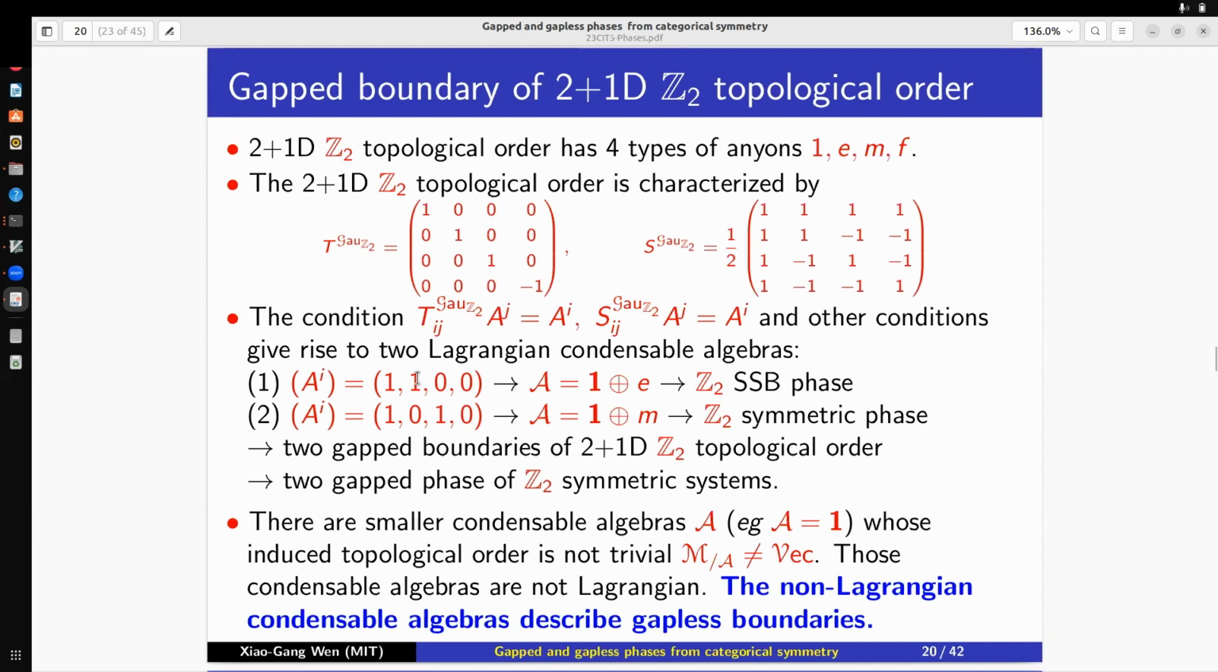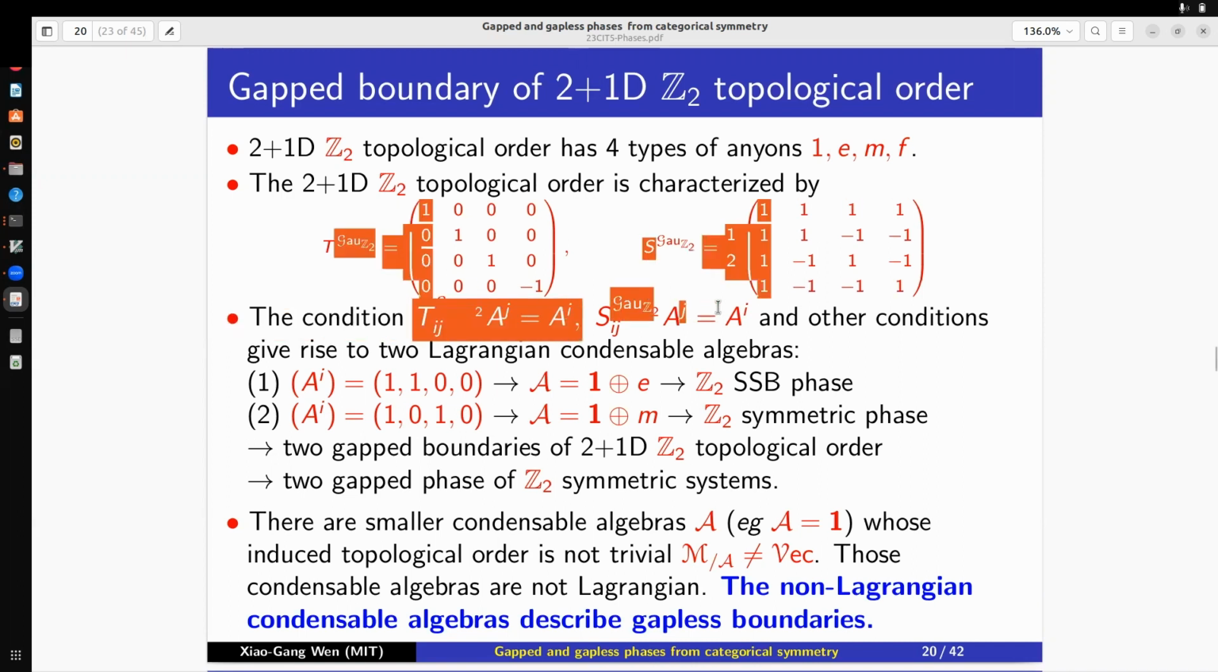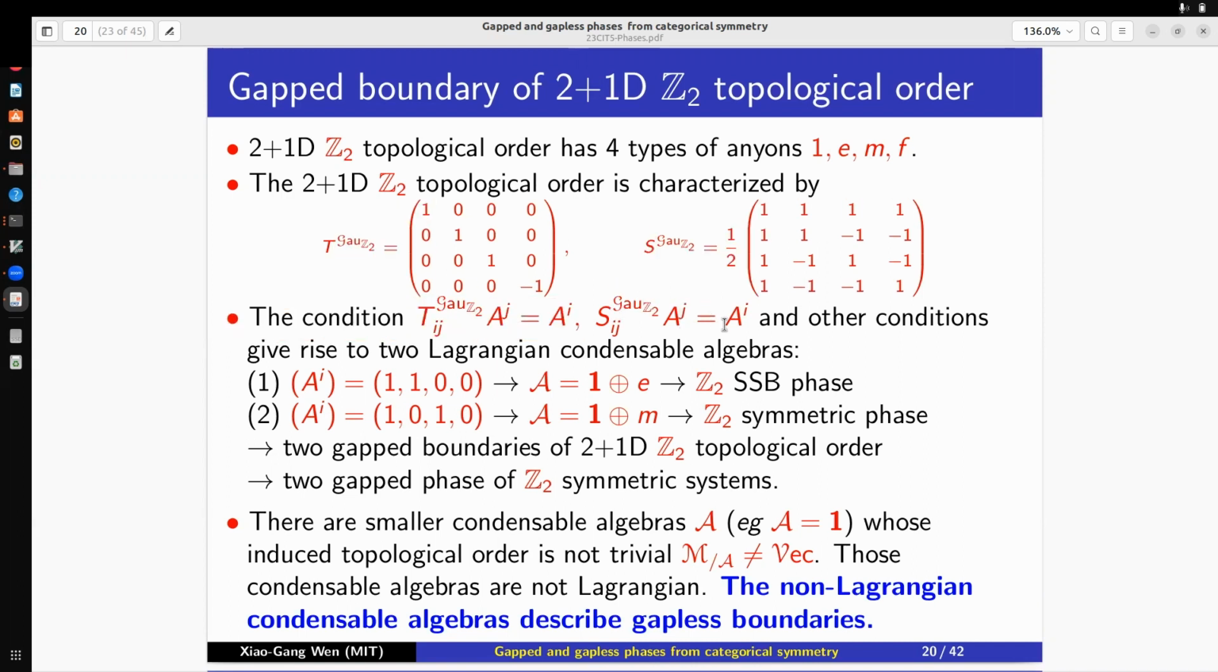The first solution, remember this AE equal to 1. So this second component is anyon E, A equal to 1. That means the E anyon can be absorbed at the boundary. So there's E condensation. Then the third component is M, so that's the M condensation. And luckily, if you solve this, there are only two solutions. We don't get the 1, 0, 0, 1. If you got that solution, that means F would condense on the boundary, but F is a fermion and cannot condense. So naturally, such a thing is not there.